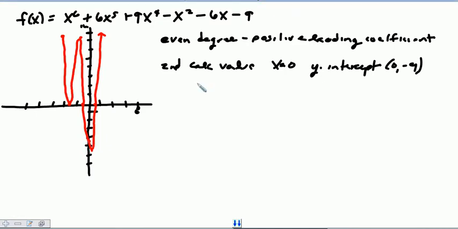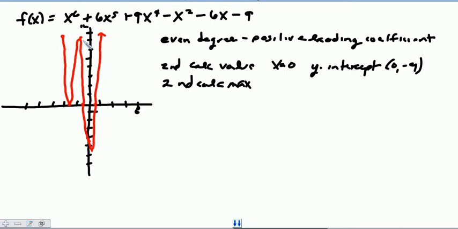You can find that always on your calculator once you've graphed it by doing second calc value. Another thing that I'm often asked to find are things like minimums and maximums. If I do second calc maximum, I can find this maximum value right here.